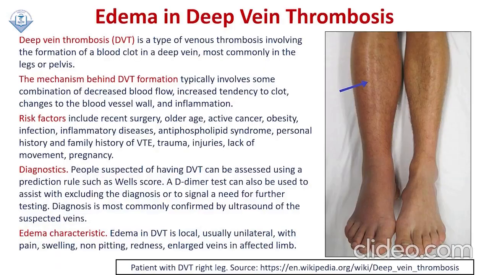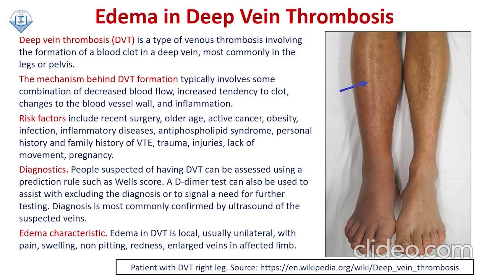Let's discuss edema in deep vein thrombosis. Deep vein thrombosis is a type of venous thrombosis involving formation of a blood clot in a deep vein, most commonly in legs and pelvis. The mechanism behind formation of deep vein thrombosis typically involves some combination of decreased blood flow, increased tendency to clot, changes of the blood vessel wall, and inflammation.